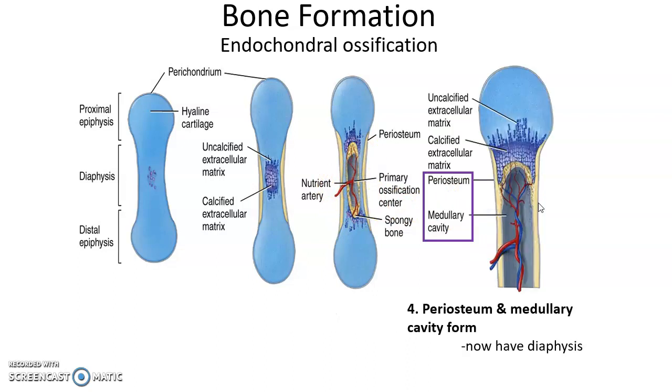Eventually, it'll get near where the epiphysis will be, and then that is where it will stop. The primary ossification center will stop near where the epiphyses are going to be. But finally, we'll have a medullary cavity within the diaphysis and periosteum tissue on the outside.